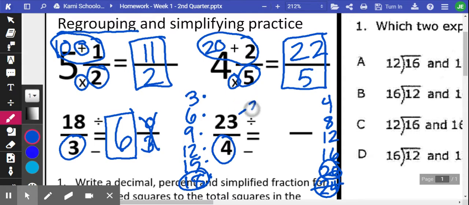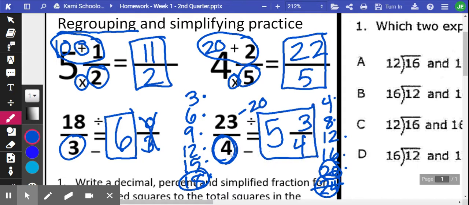So 23 minus 20 will give us our remainder. And 20 is going to be 1, 2, 3, 4, 5. 5 groups of 4. So 23 divided by 4 is going to be 5 whole numbers. And then we're left with 3 left over out of 4. So if we simplify this fraction, we're going to divide, and then we're going to subtract to see what the remainder is. So 23 divided by 4 is 5 whole numbers with the remainder of 3 over 4 left.